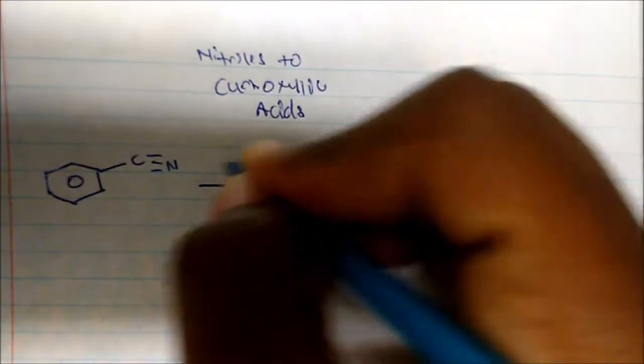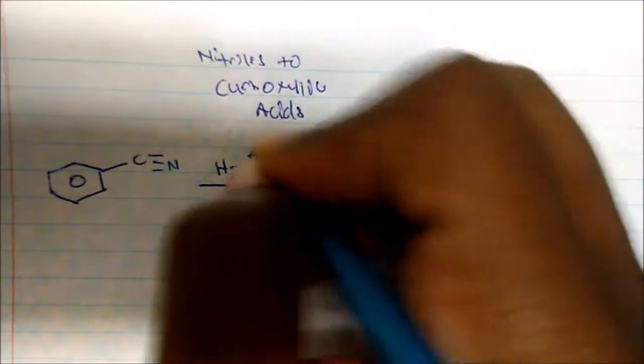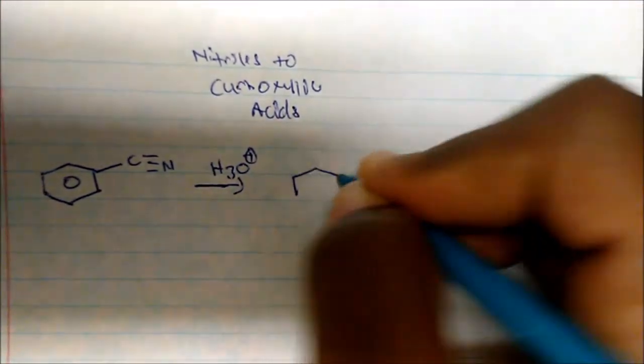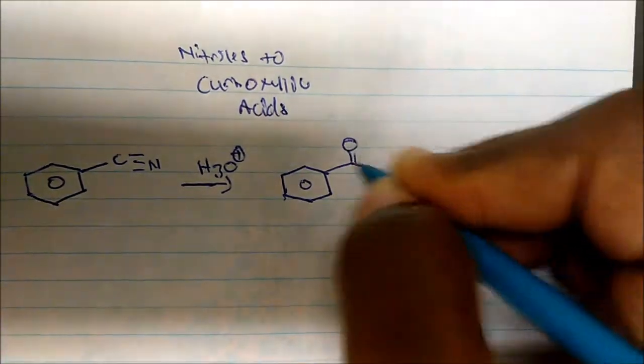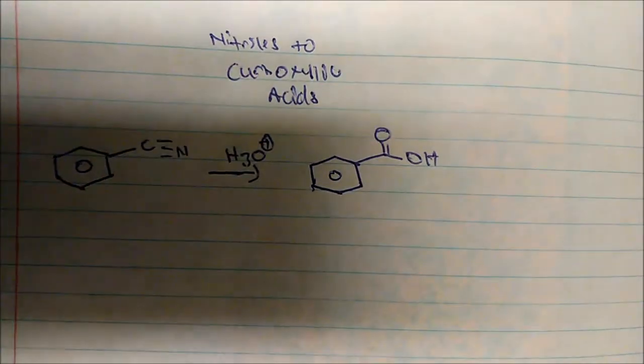So in this video, I'm going to talk about nitriles to carboxylic acids. Any nitrile will work, but in this case, I'm going to use acetonitrile. It so happens that if you take any nitrile and add it in acid, you'll actually get the carboxylic acid.